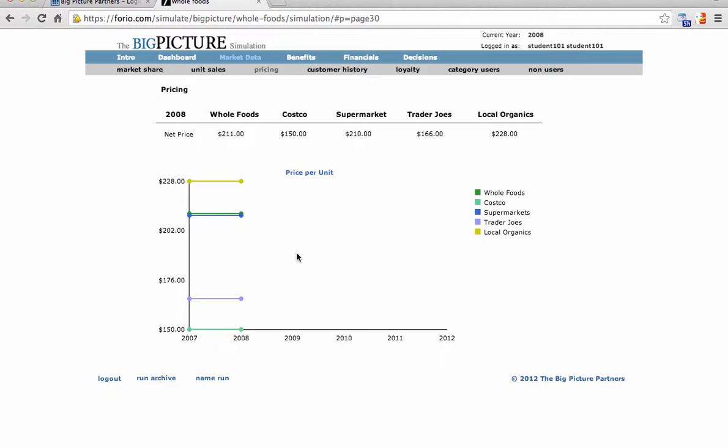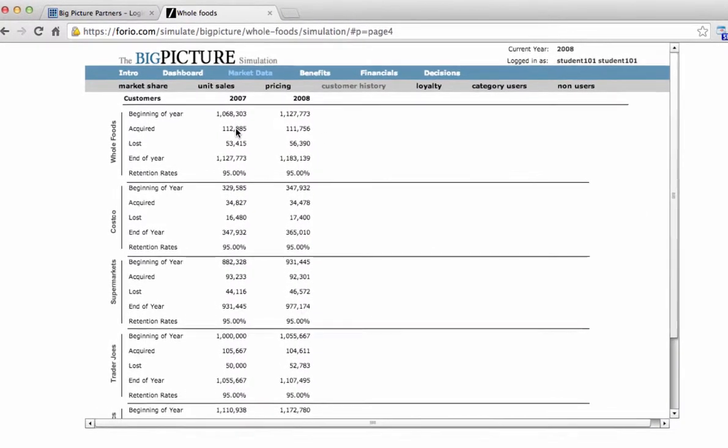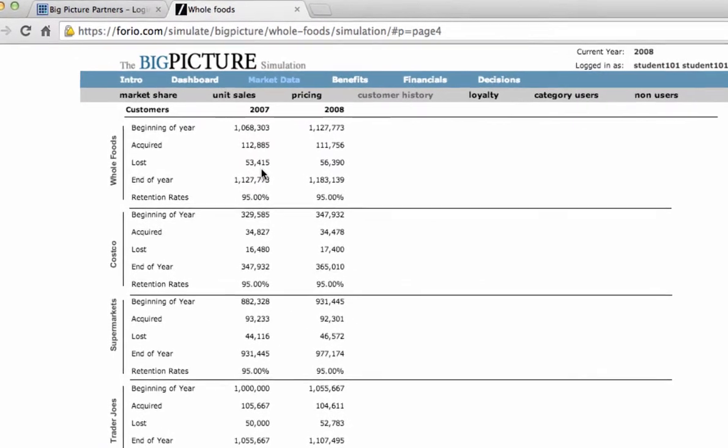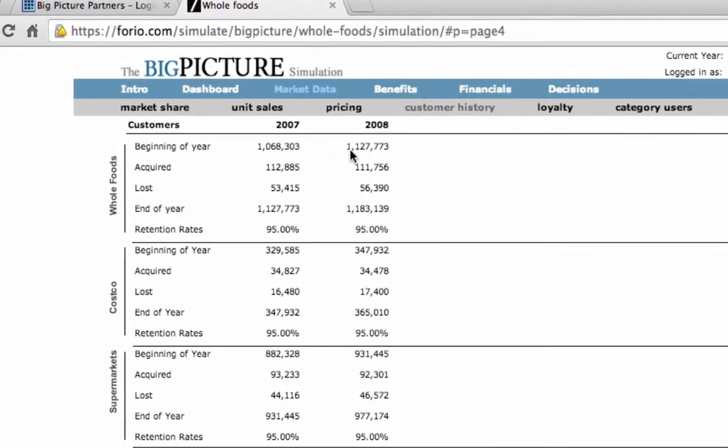Also provided is the customer history. The customer history gives us information on customers who have come to our brand, who have been lost by our brand at the beginning and the end of the year, and then the retention rate is also presented. This information is available for each competitor.